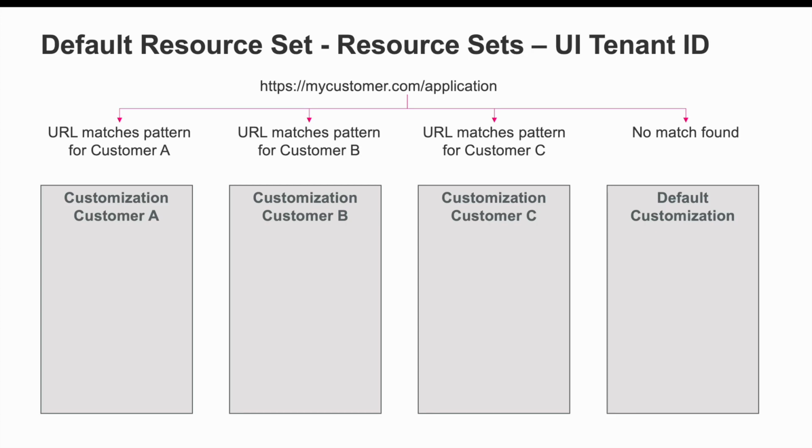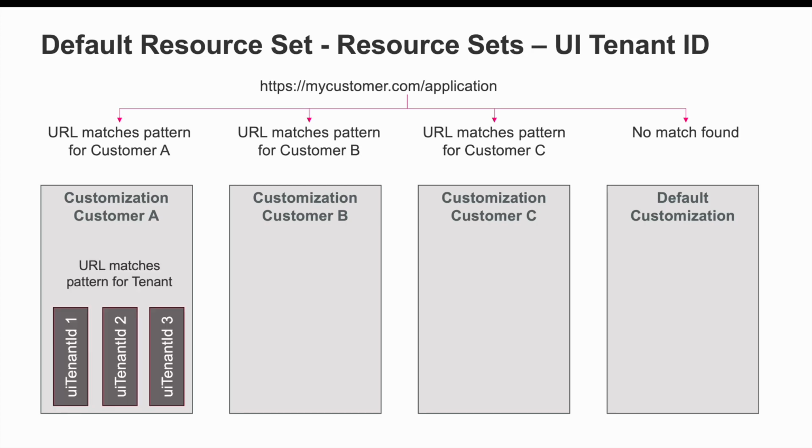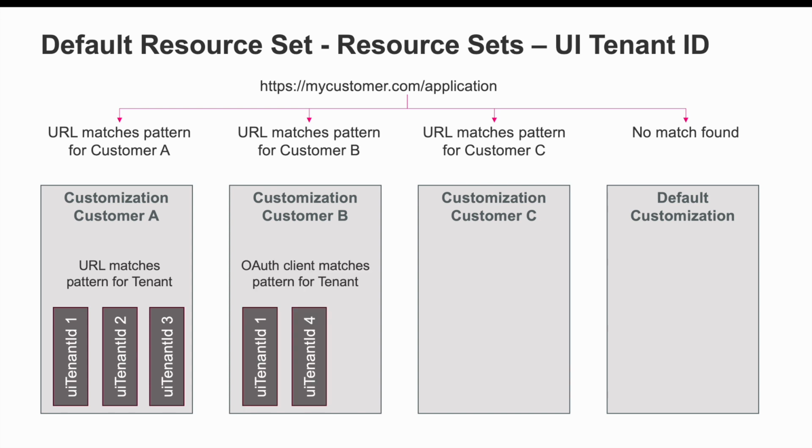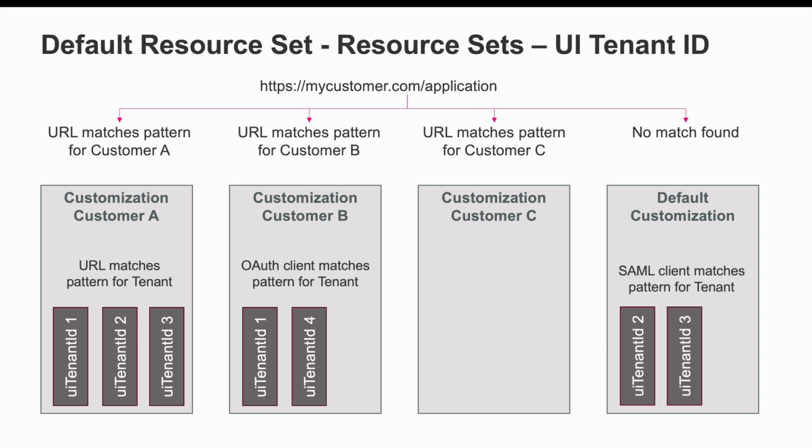UI tenant ID now applies within a resource set. So for example, here we're looking at customer A, and we have a URL matcher that decides which tenant it is. It might be something in the path that indicates that. Or for customer B, I have a different use case. I'm using different tenant customizations based on which OAuth client is actually accessing this authorization server. For customer C, I don't use UI tenant ID at all, so it remains empty and there is no matching necessary. And in the default customization, I'm basically deciding which UI tenant it is based on the SAML client.